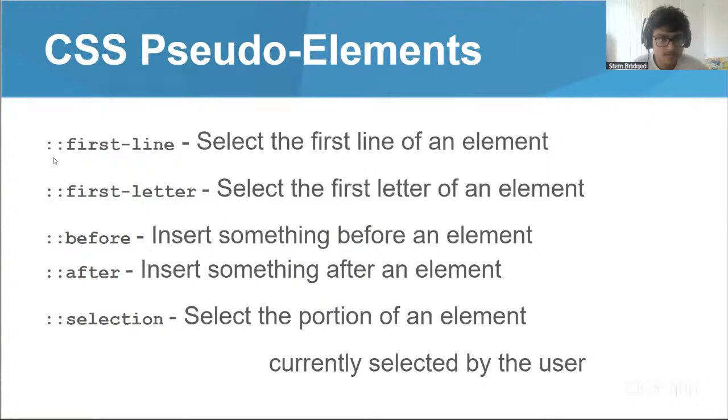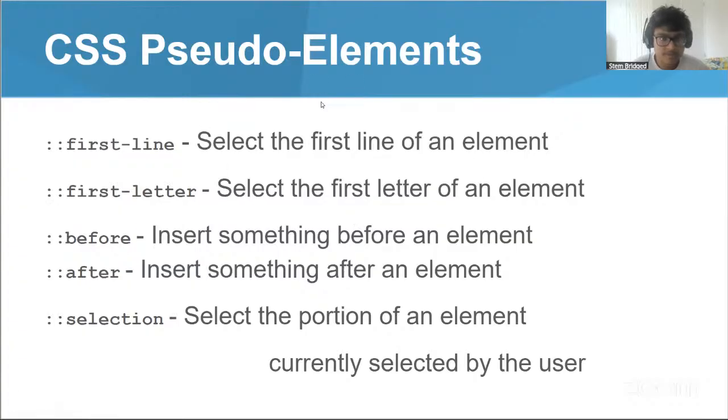Okay, so first line selects the first line of the element. So if you have a paragraph that has multiple lines, it'll only select the first one. First letter selects the first letter of the element.